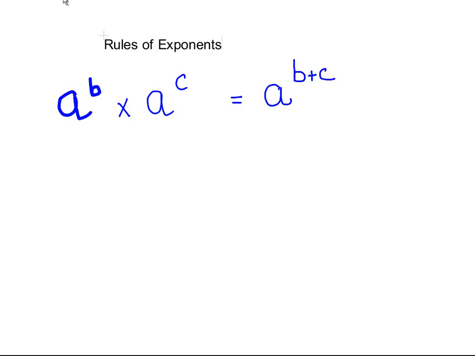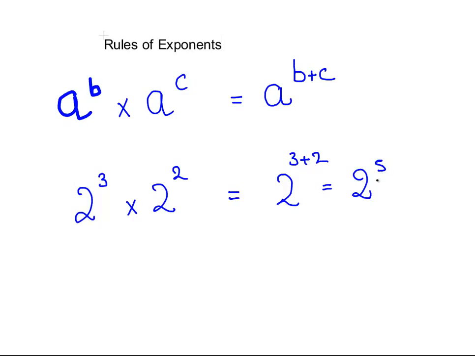Let's have a look at an example of this. For example, 2 to the power of 3 times 2 to the power of 2, that will be 2 to the power of 3 plus 2, which would be 2 to the power of 5. Now you work that out in your calculator, you'll find the answer to that is 32. Not particularly important right now. For example, 2 to the power of 3 times 2 to the power of 1/2. That's the square root of 2, in other words. Same again, that's actually 2 to the power of 3 over 2.